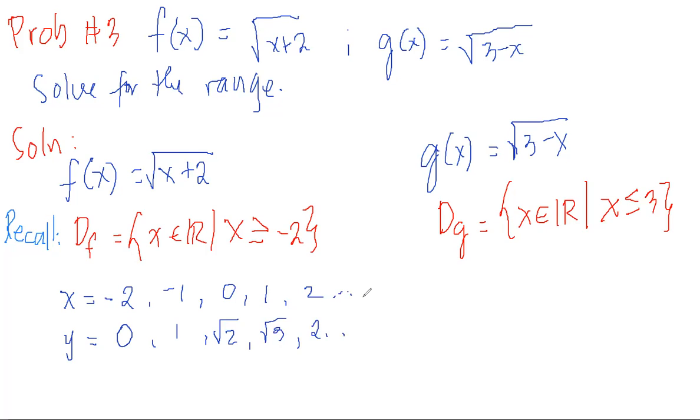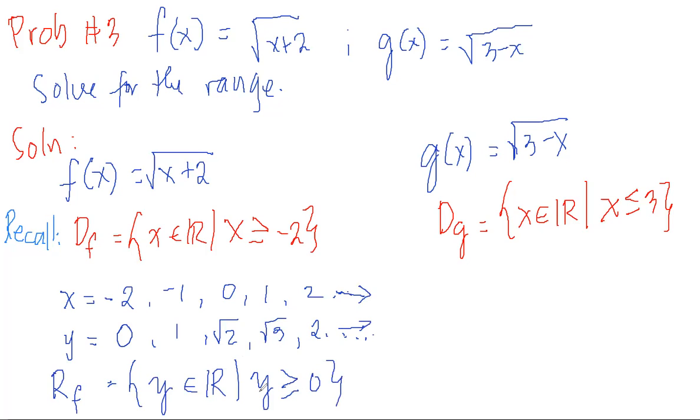As we observe, as the value of x increases, the value of y also increases. So we can now conclude that the range of f is y, an element of real numbers, such that y is greater than or equal to 0. It is possible for y to be 0 since x could be equal to -2, which makes it the square root of 0, which is 0. So this is now our range for f of x.